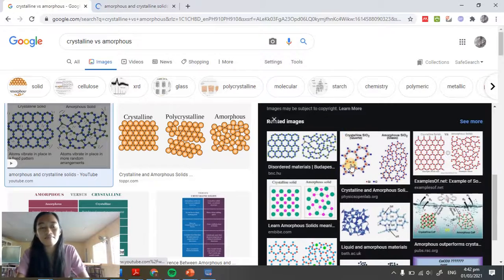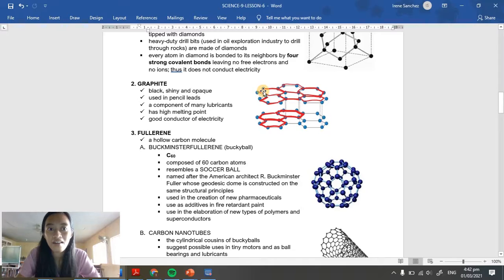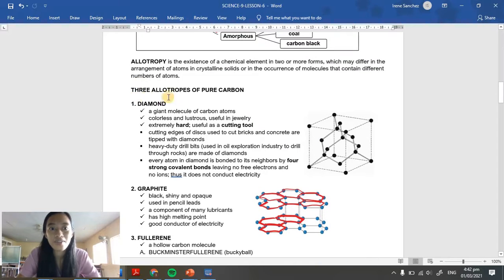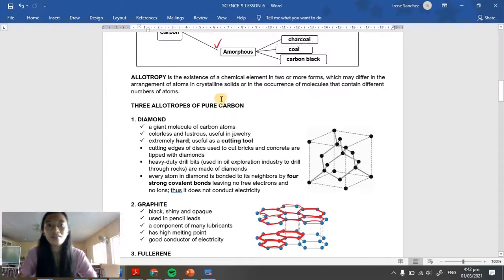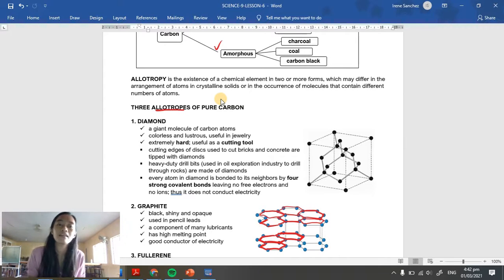And so are all these other examples here. You can research. Okay, let's go back to the SLHT. So we have examples of allotropes of pure carbon. Allotropes. Unsa man ang allotropes? Allotropy is the existence of a chemical element in two or more forms, which may differ in the number of atoms in crystalline solids or in the occurrence of molecules that contain different number of atoms.